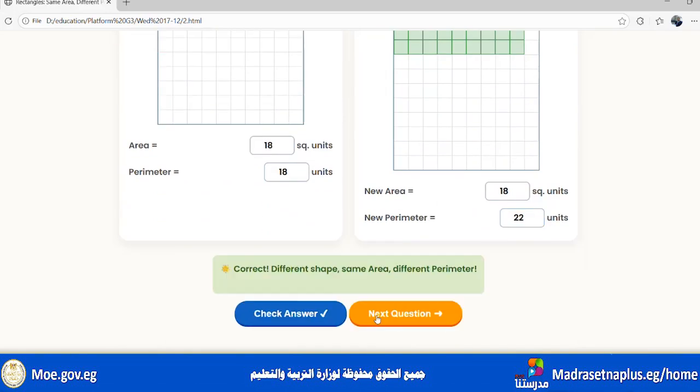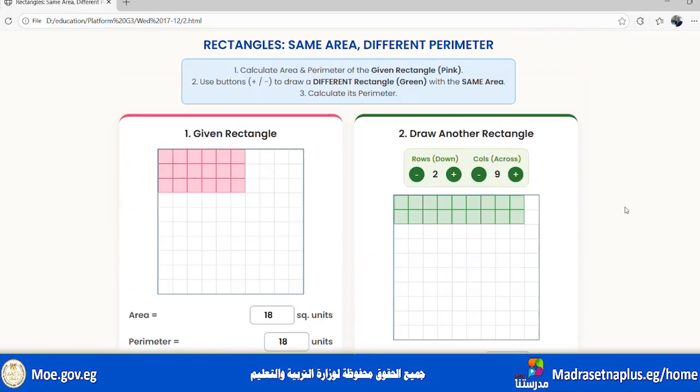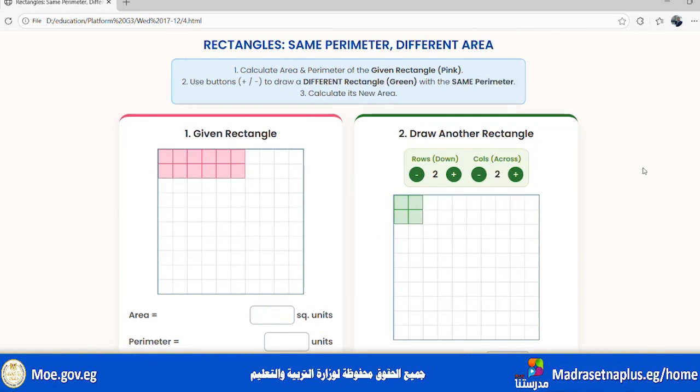Yes, I think you get the idea of this lesson. You have polygons with the same area but different in perimeter. Let's finish it. Now we have the opposite of the first one. We have what? Same perimeter, but we should get what? Different area. Okay, now the pink one on the left and the green one on the right.